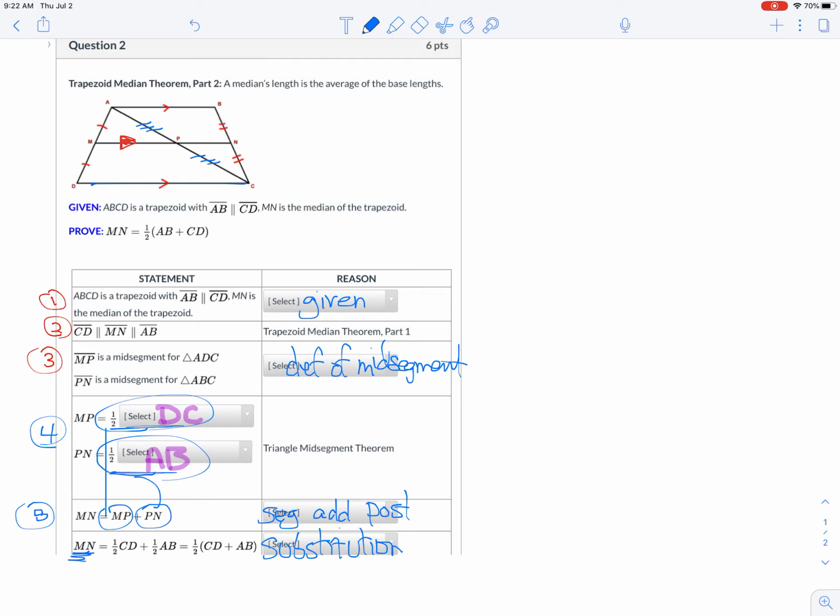So what's happened here? A median's length is the average of the base lengths. So in a trapezoid, if this is X and this is Y, the length of the median is 1/2 of their sum, the average.